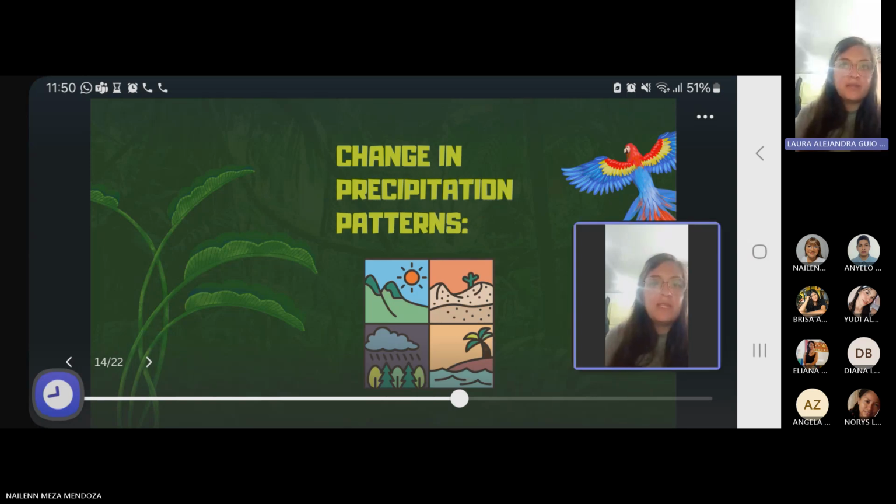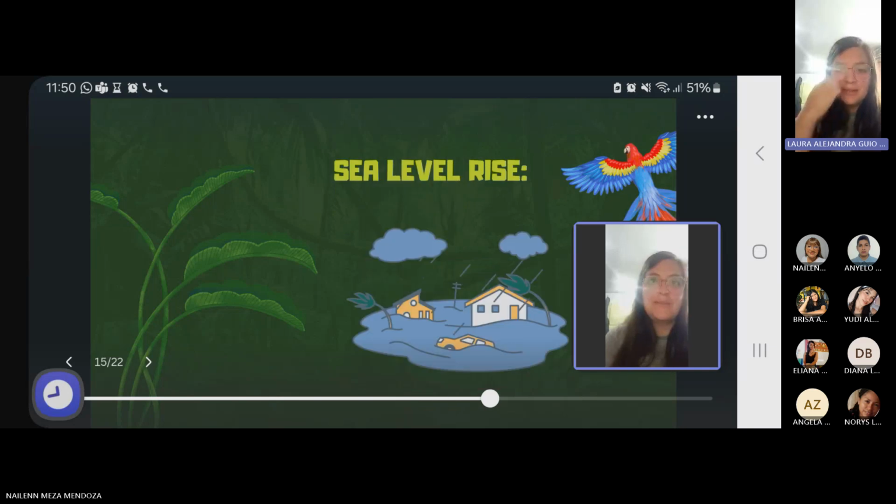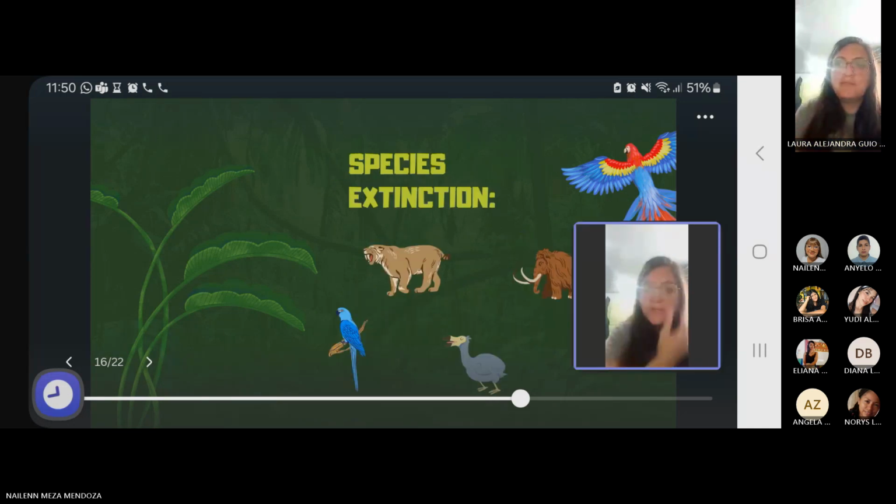Change in precipitation patterns. Climate change is altering rainfall and drought patterns in different parts of the world, which can lead to floods, droughts, and loss in agriculture. The next, please. Sea level rise. Melting glaciers and ice caps are causing sea levels to rise, which can lead to coastal flooding, erosion, and loss of property. The next, please. Species extinction. Climate change is affecting ecosystems and natural habitats, which can lead to the extinction of species that cannot adapt to environmental changes. The next one, please.